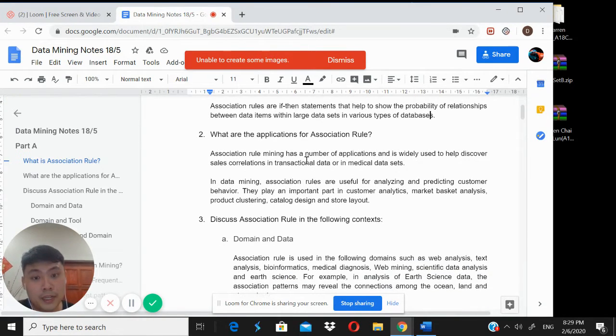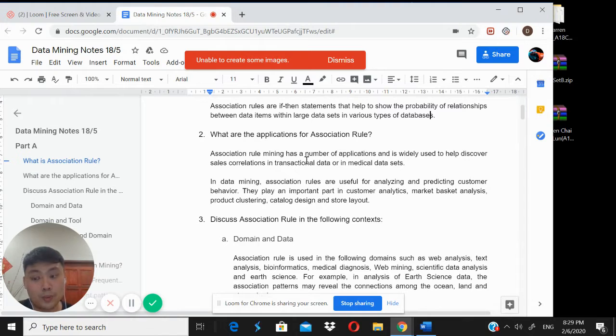So what are the applications for association rules? Usually association rules is widely used to help discover sales correlations, especially in transactional data and also in medical data sets. An important rule to apply association rule is that the data size must be big. So usually in sales or medical sets, they have a large data size. So it is extremely useful for analyzing and predicting customer behaviors in the sales industry.